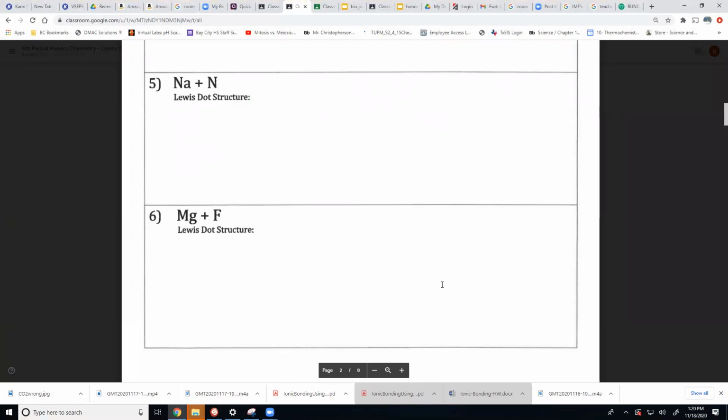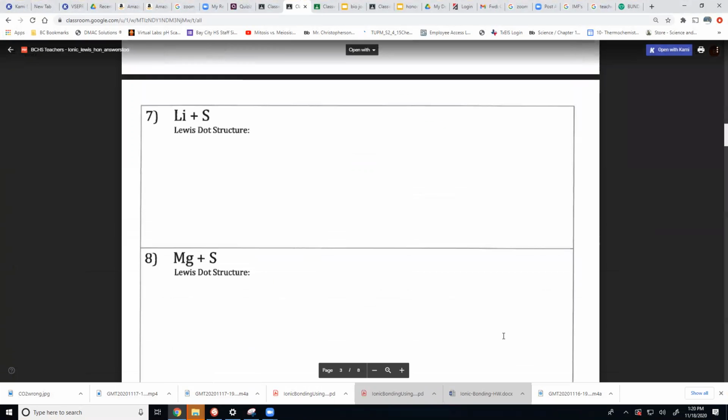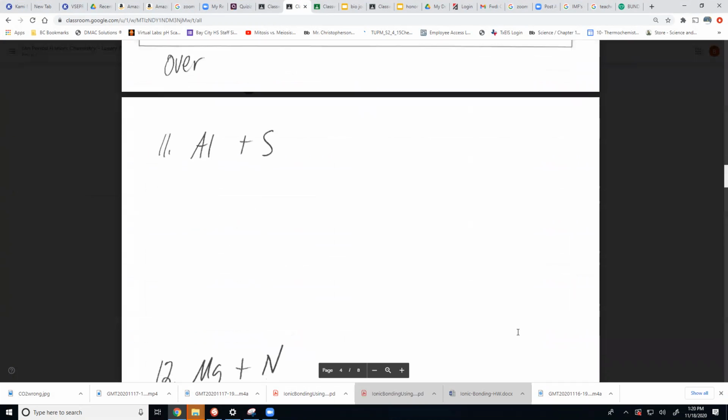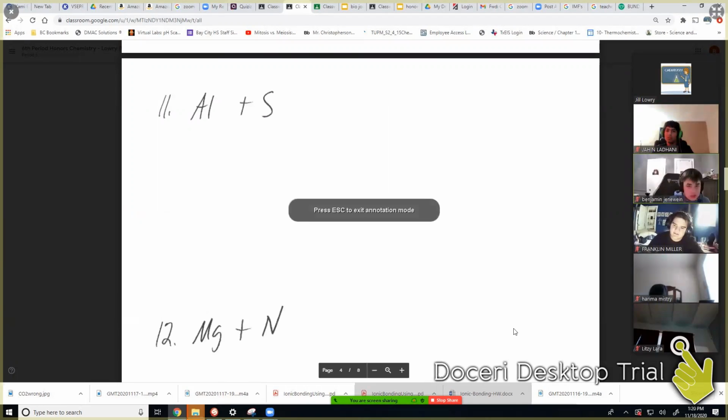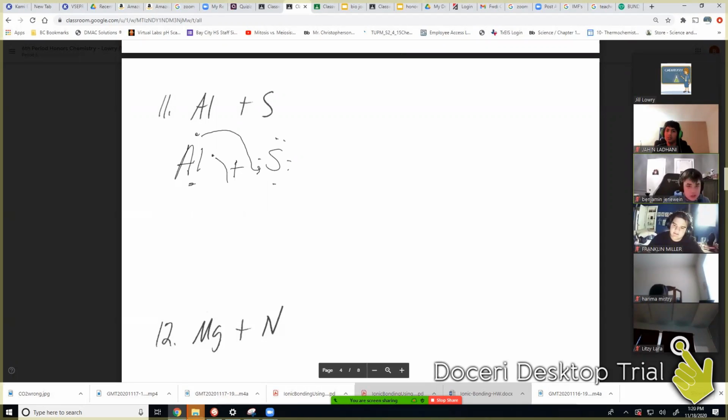All right, we'll look at one more. Look at number 11. So I'm going to start the same way. My aluminum, group 13, so it has 3 valence electrons. And combine it with some sulfur. Wait, 6, thank you. 3, 4, 5, 6. All right, so sulfur needs 2 more. So it can get those 2 from my aluminum.